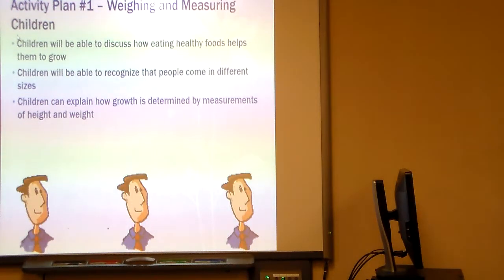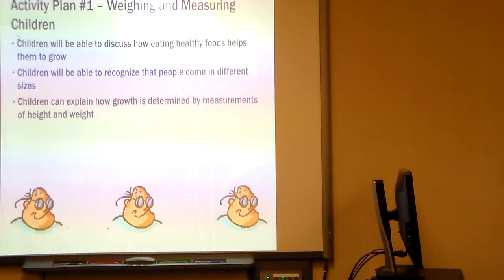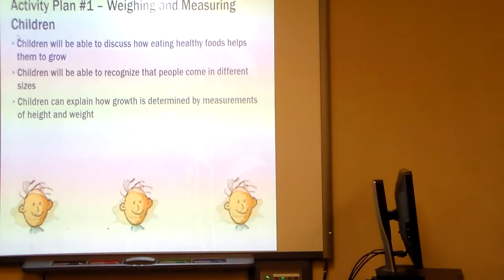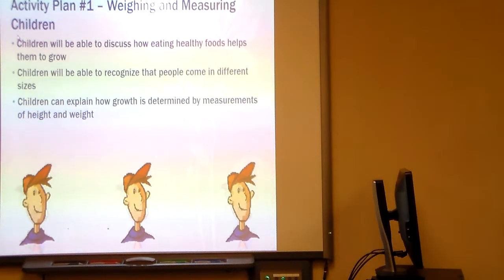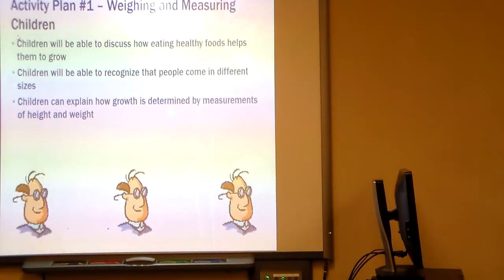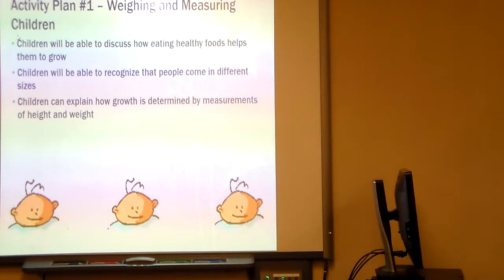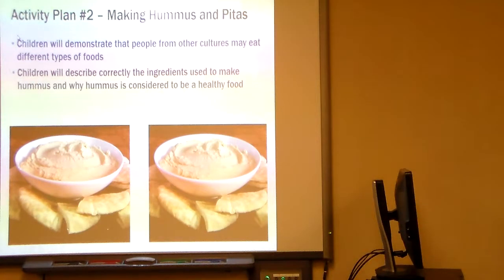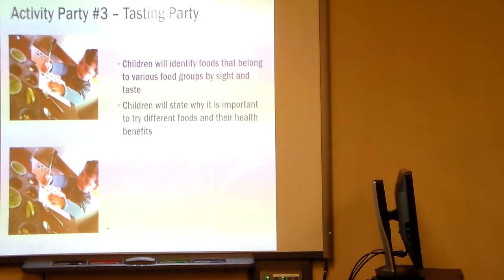The first one is weighing and measuring children, and then weighing and measuring food, because then you can see how food helps children to grow. Next is making hummus and pitas. Hummus and pitas is the type of food that a child is more likely to eat and try, and it's still an ethnic food. So it helps you introduce the concepts of other cultures eating foods.